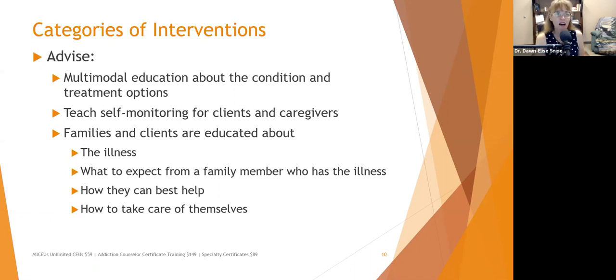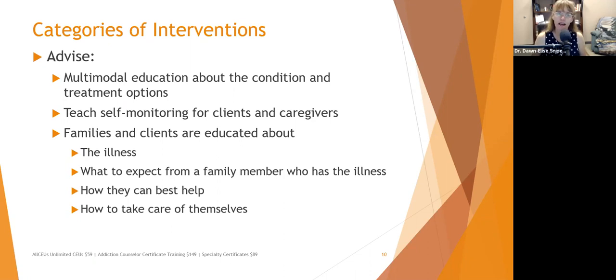Self-monitoring for clients, obviously, how's the condition doing? How compliant are you with your treatment plan? Caregivers are, in some cases, going to monitor the clients, but caregivers also need to self-monitor because caregivers can get worn out and exhausted. Caregivers can worry about stuff.